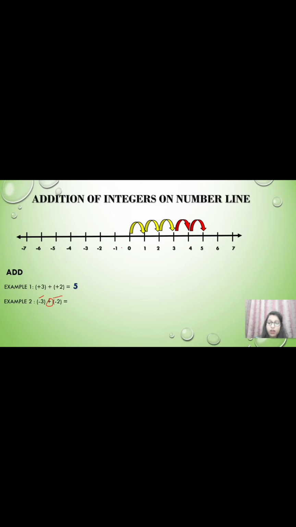So let's see how we will add it. Again we will start from the point 0. We will go up to the minus 3, that is in the left direction. From the 0 we will go in the left direction minus 3, and then we will reach minus 3, and from this minus 3 point we will take 2 steps in the left direction again. That is minus 5.